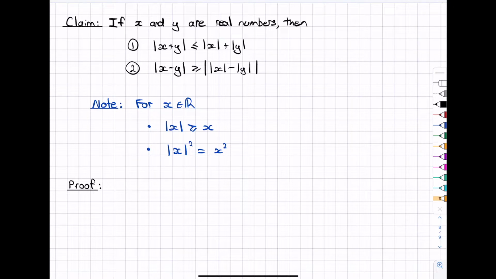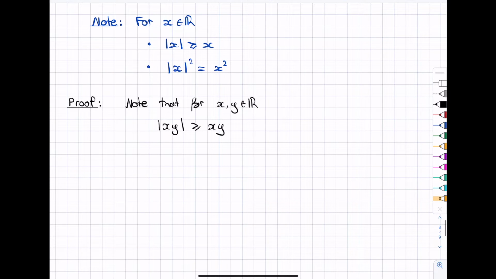What we're going to do is start off by using this first fact that we noted up here: the absolute value of x is greater than or equal to x. So we note that for x and y both being real numbers, the absolute value of xy is greater than or equal to xy. Okay, x times y is a real number, and so I've simply applied this fact here. Now I'm going to multiply both sides of this by 2, and then split this absolute value into the absolute value of x times the absolute value of y. And we end up at this point here.